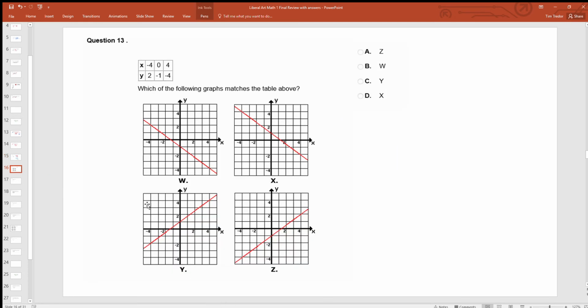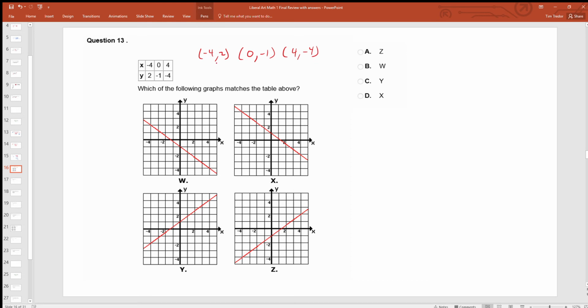All right, on to question 16. Question 16 says, which of the following graphs matches the table above? Well, this table is ordered pairs, so this first one here would be negative 4, 2. The second one would be 0, negative 1, and the last one would be 4, negative 4. So we're looking for the line that goes through those 3 points.